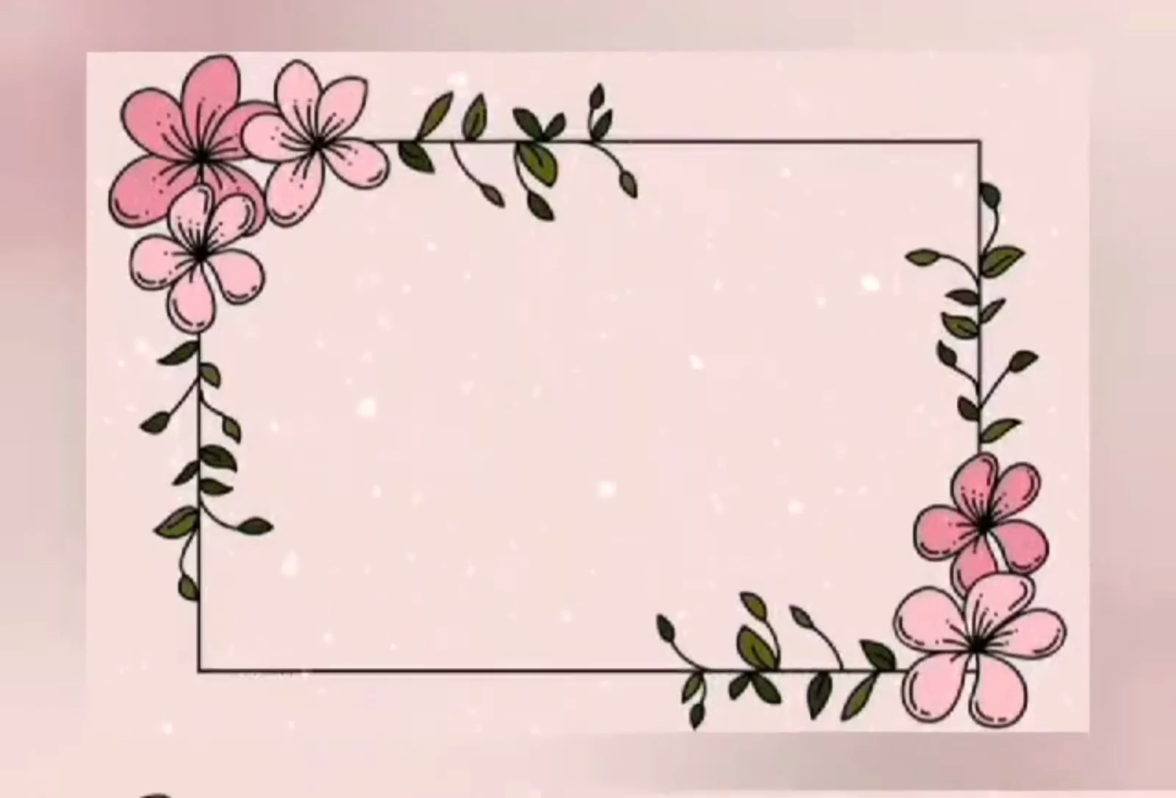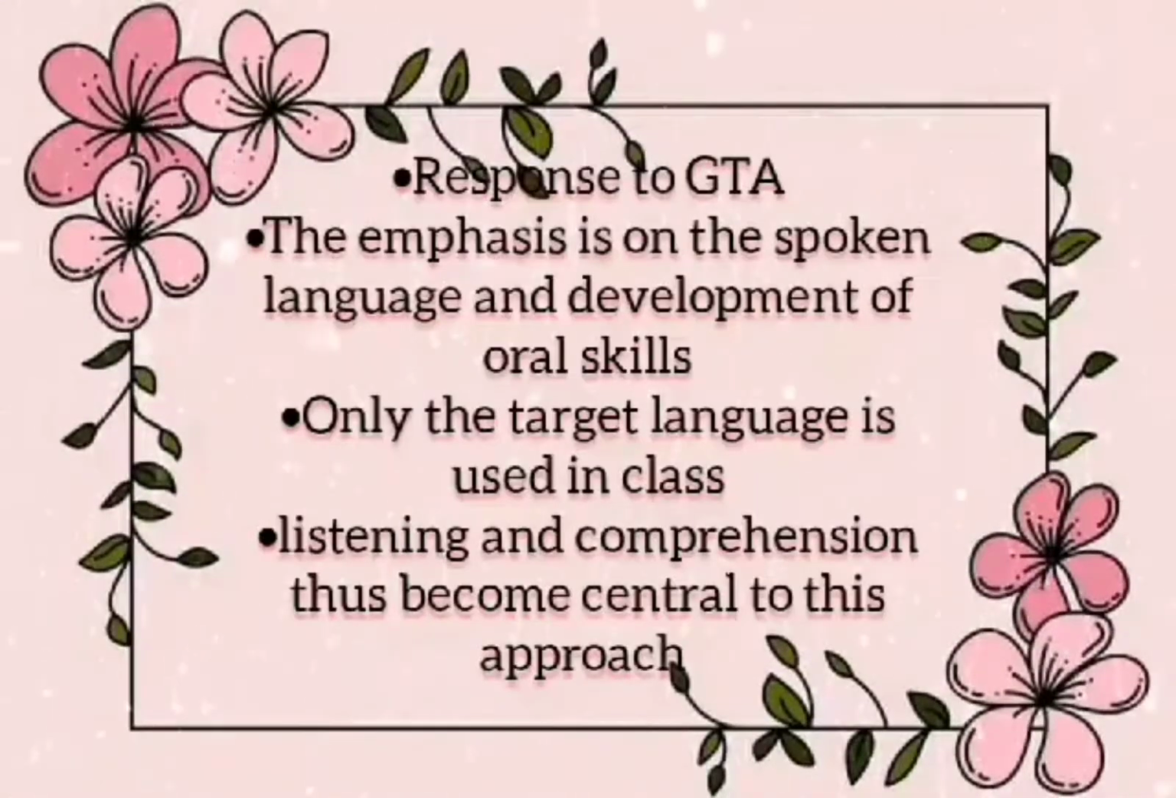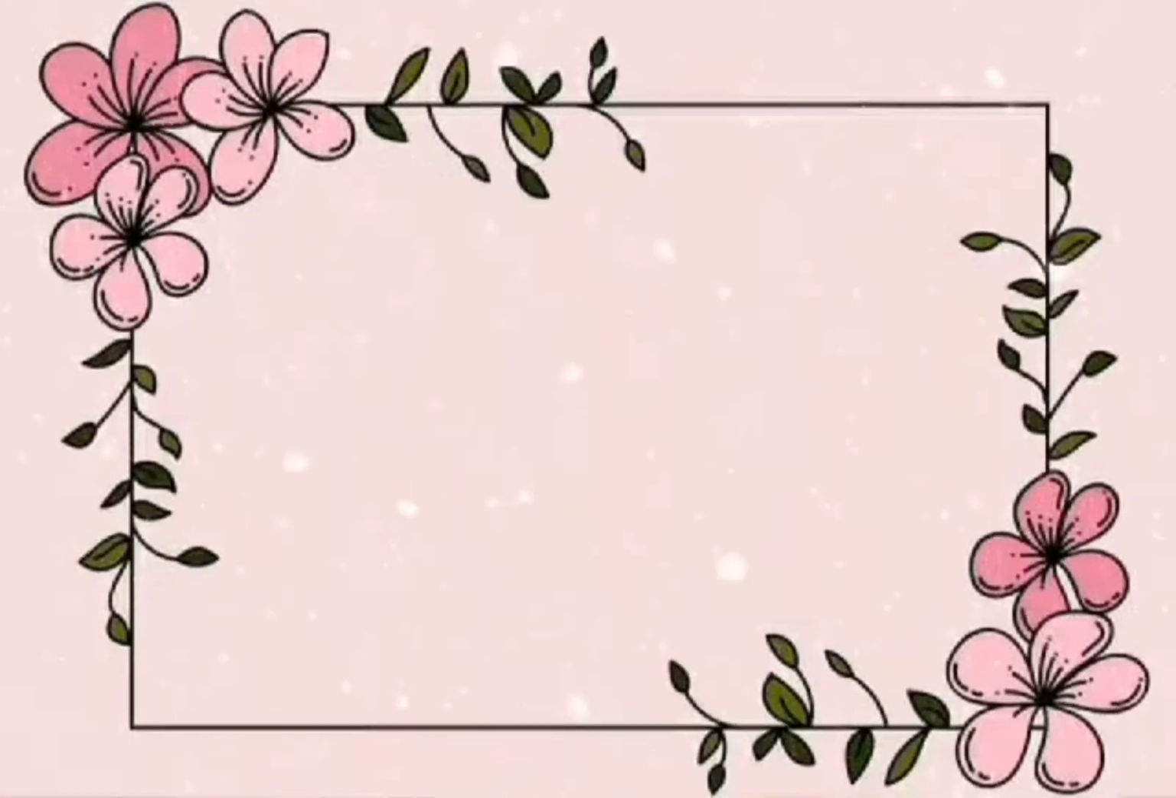Second one is the direct approach. It is a response to the grammar translation approach. The emphasis is on the spoken language and the development of oral skills. Only the target language is used in class. Listening and comprehension thus become central to this approach. So as a teacher, you do not want to use the student's mother tongue to teach concepts.